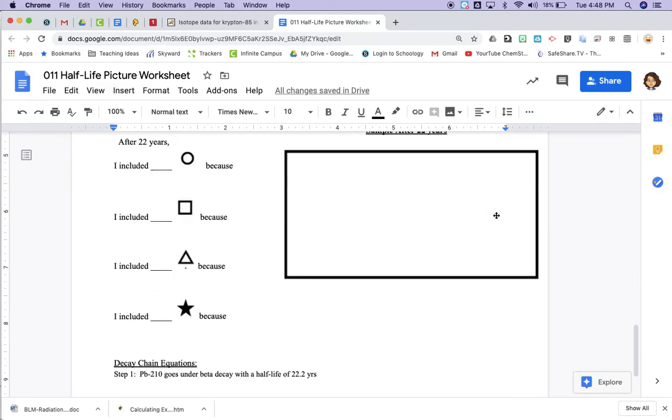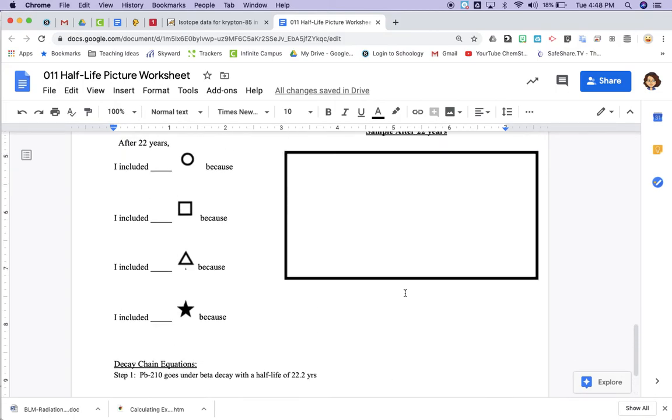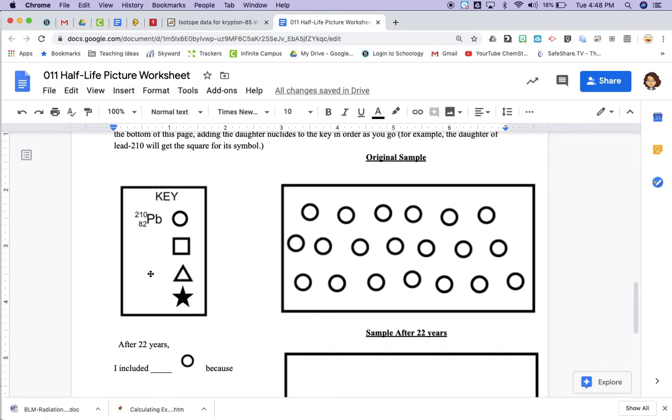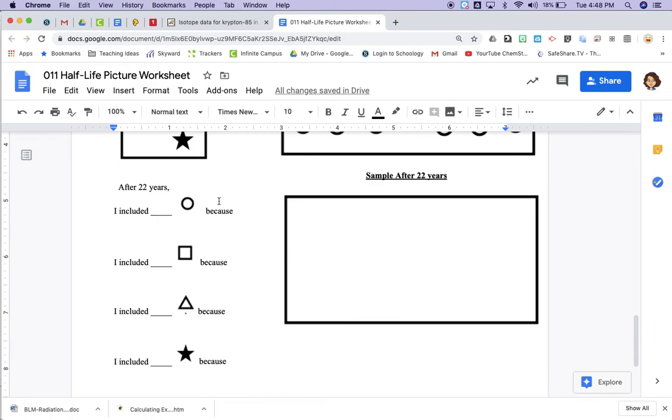And so you're going to have to write the decay equations according to the process we've described right here, assigning each of the daughters in order a symbol. So the daughter of lead-210 is going to be the square, the daughter of that will be the triangle, and the daughter of that will be the star. Looking at the half-lives of these, you're going to decide how many you want in your sample afterward, and then draw a picture of what's going to be left after 22 years. When you're done, have one member of the team fill out that Google form, and then your meeting will be over.